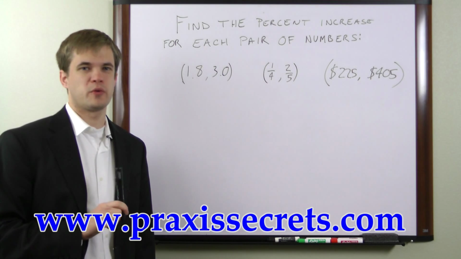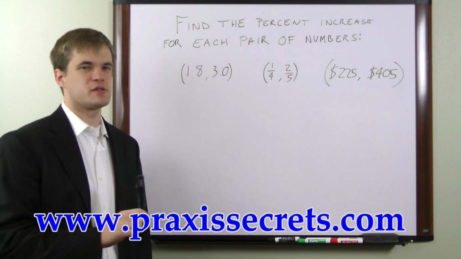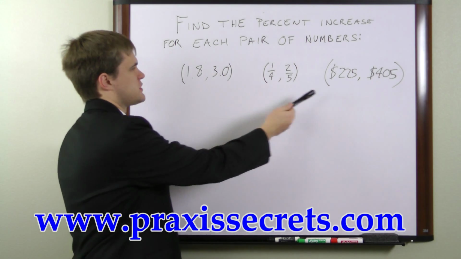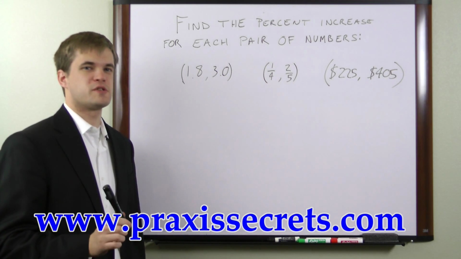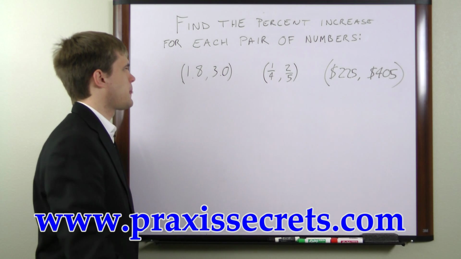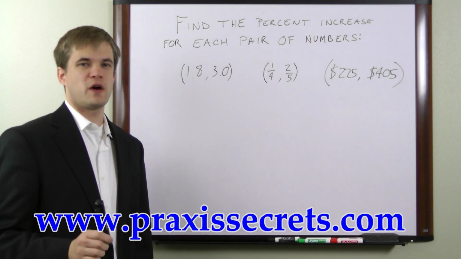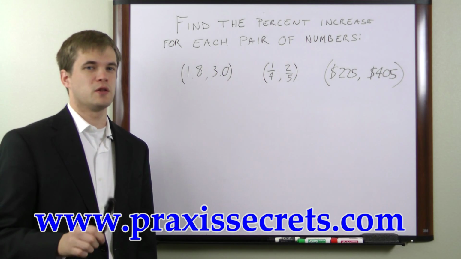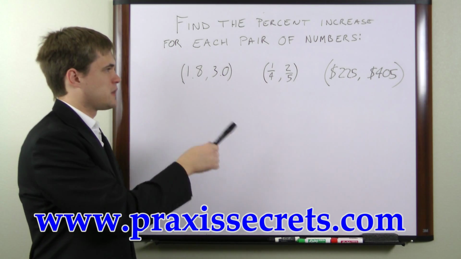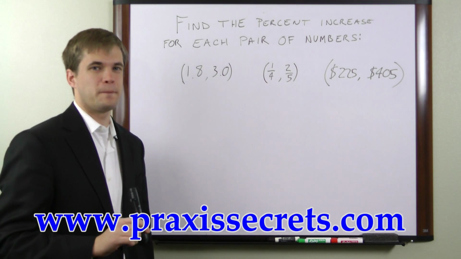In this example problem, we have three different types of number pairs. We have decimals, fractions, and dollar amounts. And what the question asks us to do is to find the percent increase for each of these pairs. Now, the formula for finding the percent increase is going to be the same for all three pairs, but the process will be a little bit different depending on the type of number. But I'll demonstrate all three.